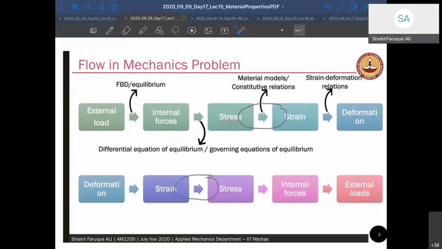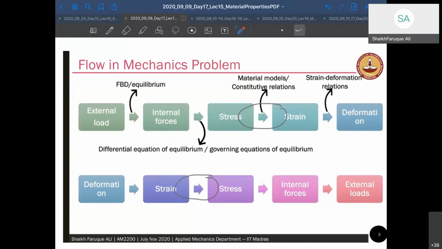Once we find stresses, we know that at any point in a 2D material, the stresses are 3 unknowns, right? Sigma x, sigma y, and tau xy, right? Whereas for a 3D member, it will be 6 of them, right? Sigma x, sigma y, sigma z, tau xy, tau yz, and tau zx, 6 of them, right? And you can represent them in a matrix format.